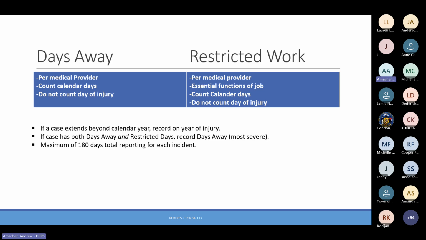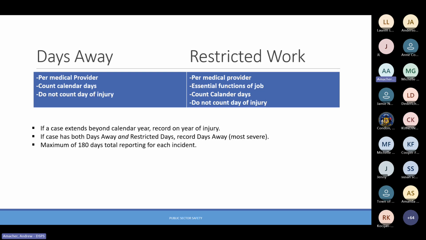It counts calendar days again. As I stated before, it starts the day after the date of injury. We do not count the date of injury on either days away from work or restricted work scenarios. And again, it does not matter how many days a week the employee's there. We still count days, even if they're not quote unquote scheduled to be in the next day or a following day. They still count as calendar days.